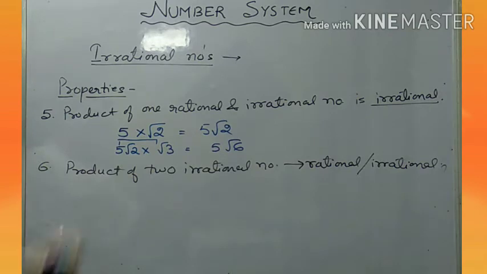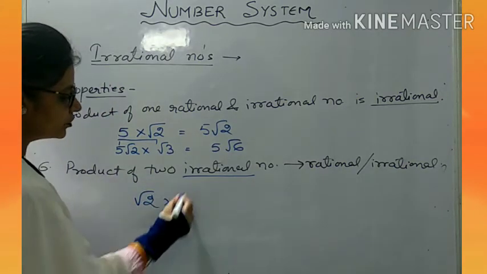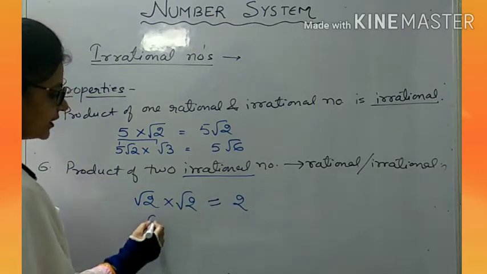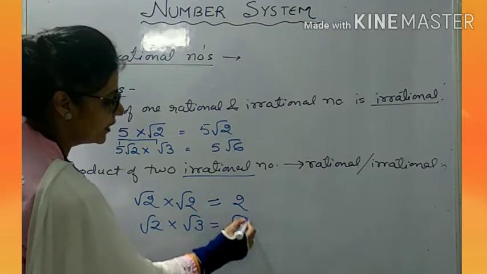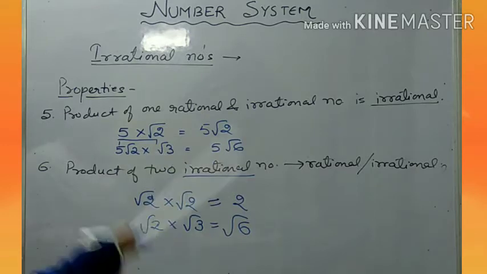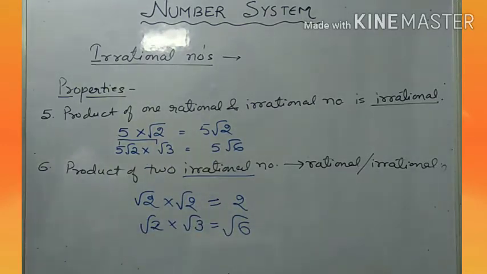Now what about when we are having two irrational numbers? We are having root 2 into root 2. Now what is root 2 into root 2? It is 2. And if it is root 2 into root 3, so what it will be? Root 6. So hence the property, the product of two irrational numbers will be either rational or it can be irrational.